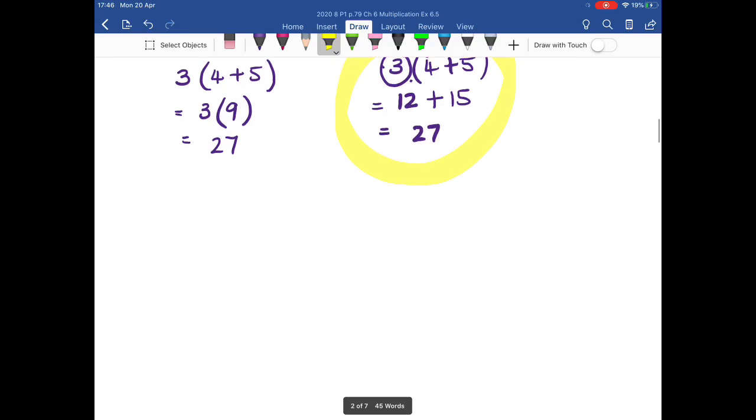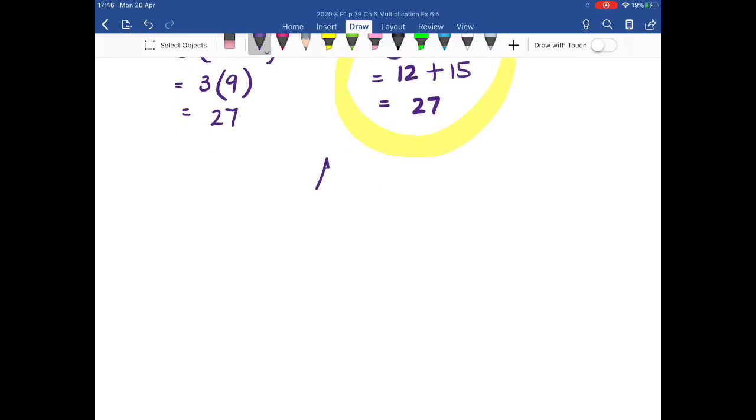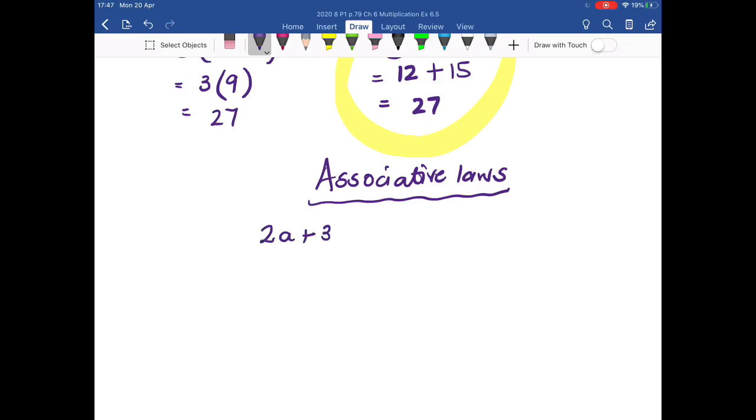Then the other one that we need to look at is the associative law. You don't need to know these laws, you just need to know how to apply them. Right, the associative law is something you've been doing without really knowing. So if we have 2a plus 3b minus 3a minus b, the associative law is saying gather like terms. So for example, here is my a, there is my a. So I am going to put together my 2a minus 3a.